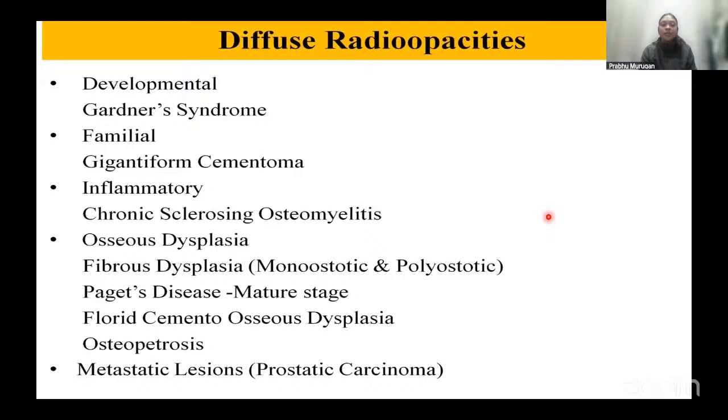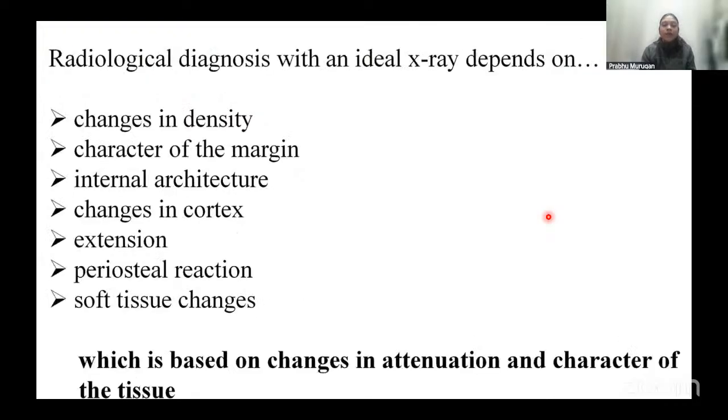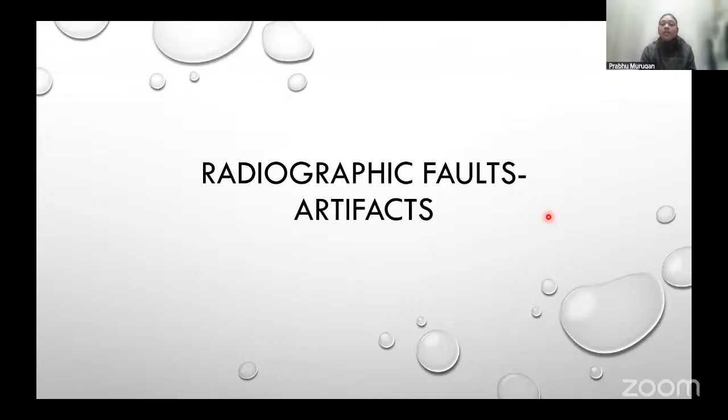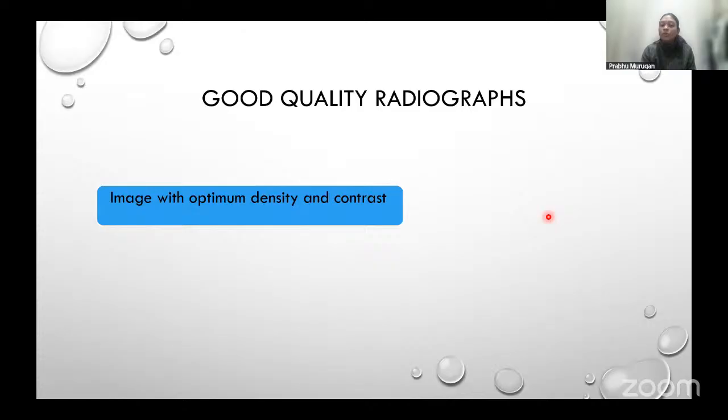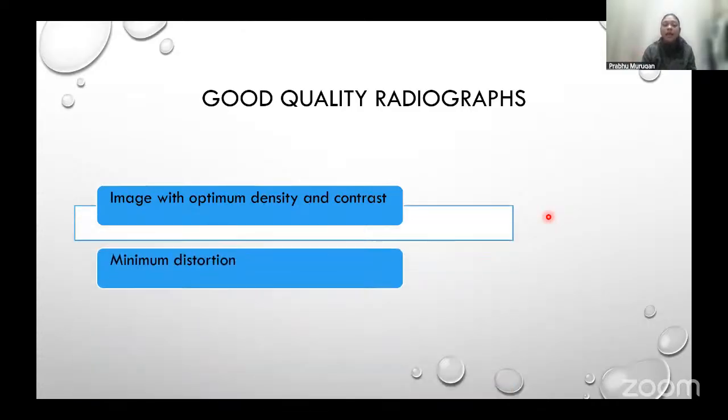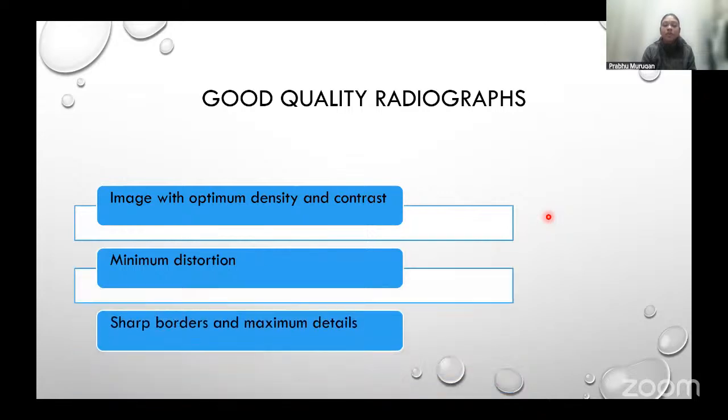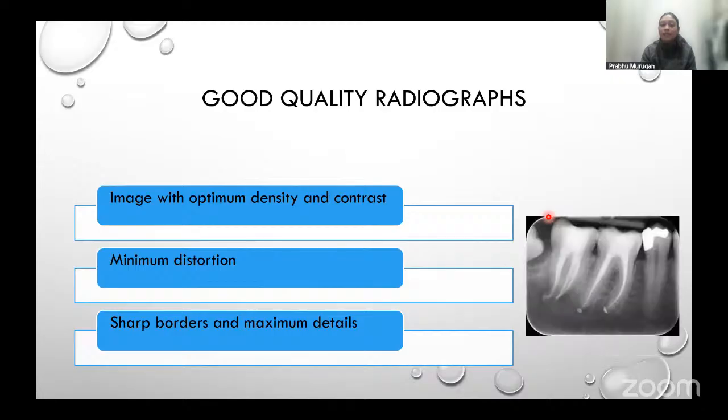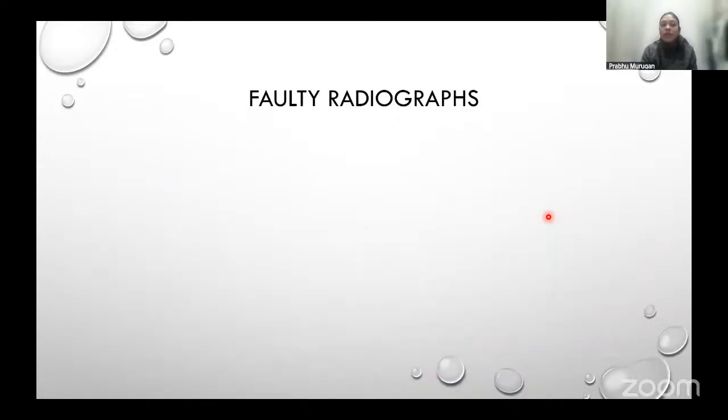Diffuse radiopacities occur in case of any endocrine abnormalities or developmental abnormalities. So these are the examples of diffuse radiopacities. The last part of it is your radiographic faults or artifacts. A good quality radiograph should have optimum density and contrast, and minimum distortion. The borders have to be sharp and the detailing has to be maximum. Whenever that is missing, we call it a faulty radiograph.